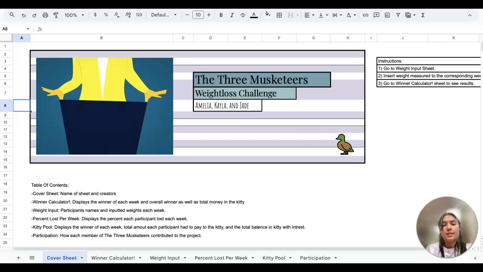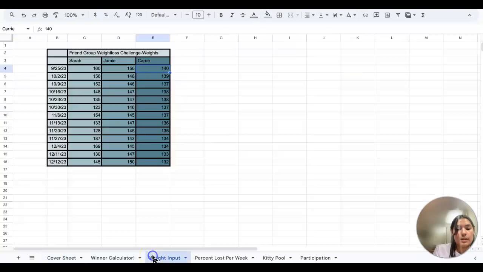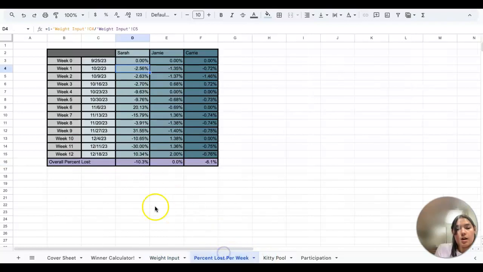On this first page, this is our cover page. We have our instructions and our name, and we also have a table of contents. We have used relative and absolute references, as well as named cells. We named the cells in our weight input. We have both the beginning weight and final weight named, and we used that inside our percent loss per week for calculating our total percent loss.